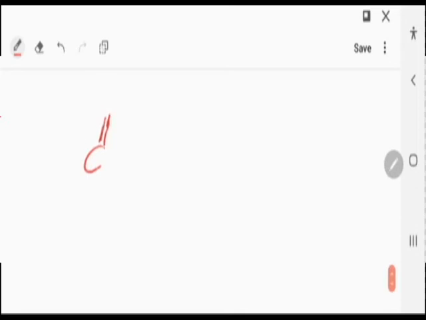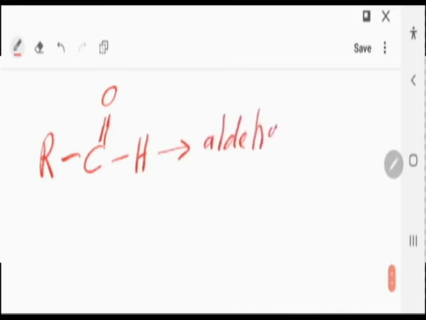and if we have R C double bond O R or R prime, so the other side here is not H, this is the difference between these two compounds. Here we will have a ketone, so we have aldehyde and ketone. They are very close to each other.